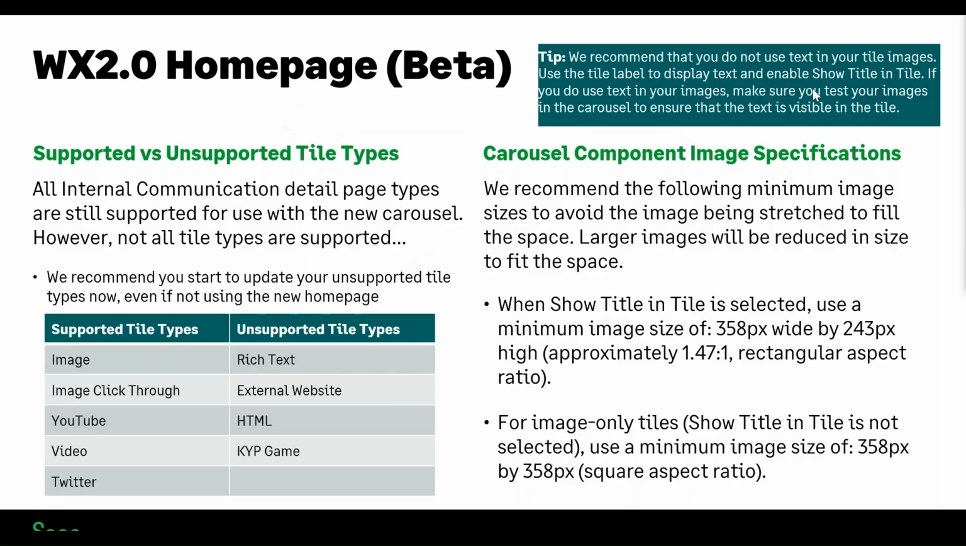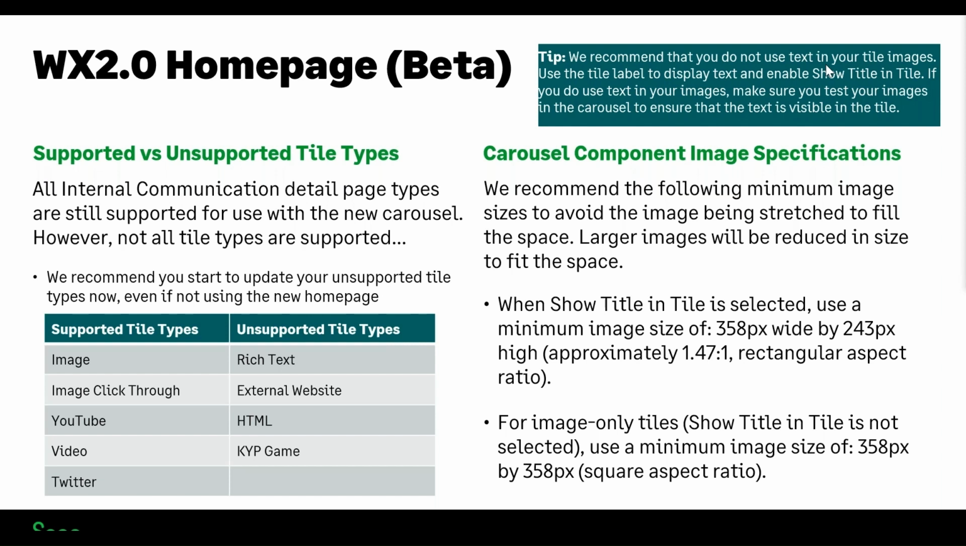Just to jump onto this slide before I go into the configuration, appreciate it's a bit information heavy, but it's just there as an FYI really when we're doing this configuration. So in the WX 2.0 homepage, there are some supported and unsupported tile types. When we say tile types, we mean the front cover of the tile, not the detail that sits behind it. The detail pages are all still fine and work as they did before. But with the tile covers, it no longer likes the rich text tile type being used, the external websites, the HTML, or the KYP game.